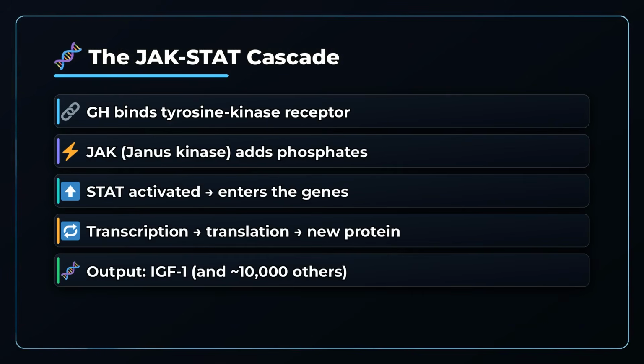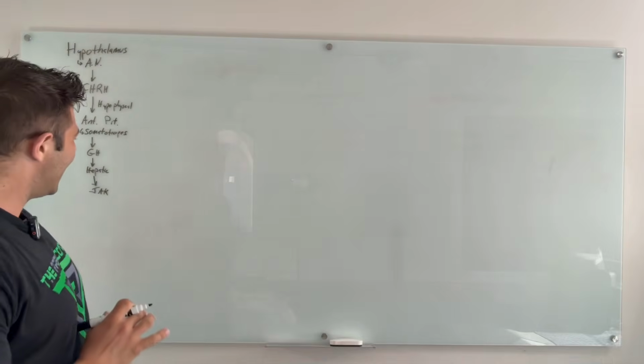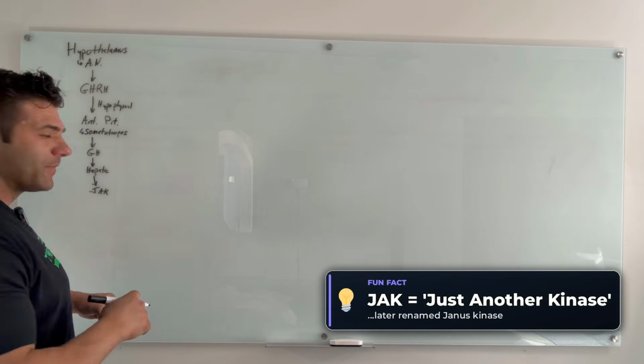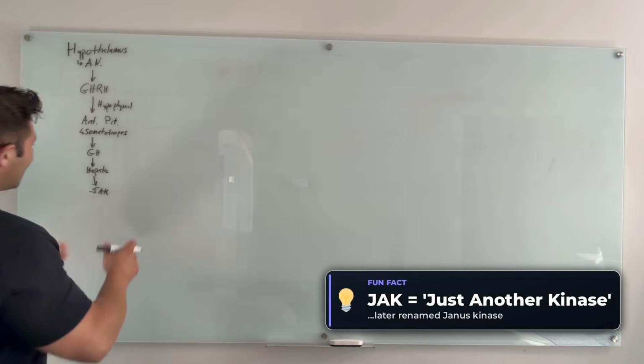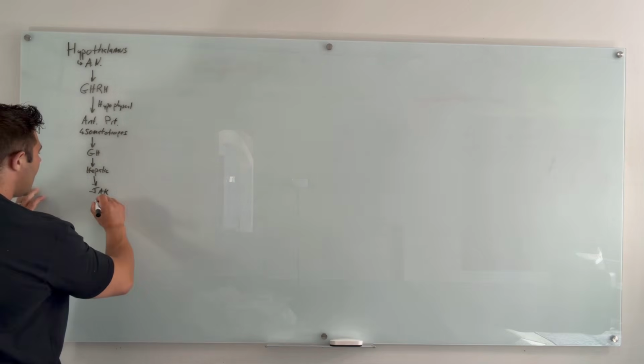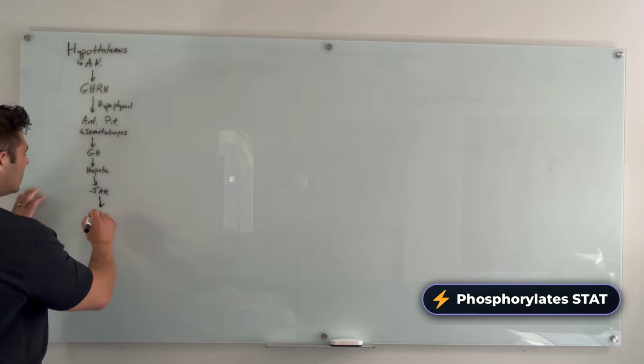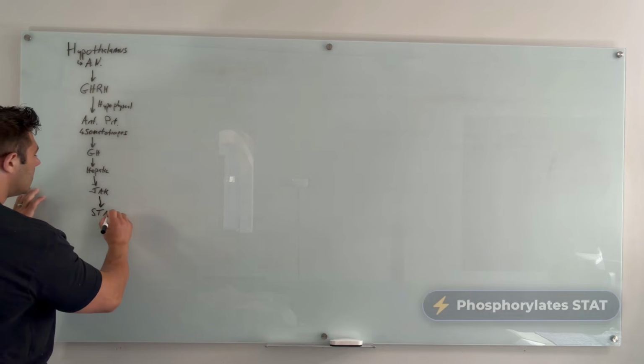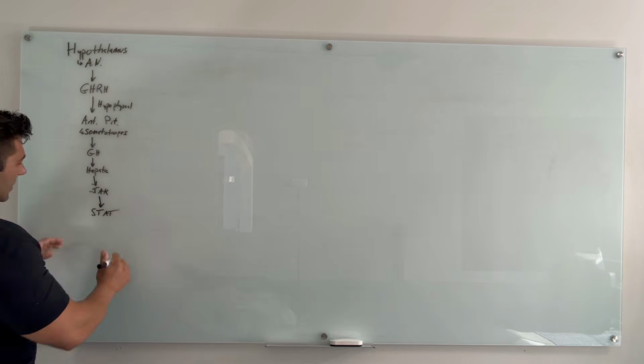That's Janus kinase. Originally, it was called just another kinase, as funny as that is. Then they named it something cooler. JAK sounds pretty cool, right? Janus kinase is going to add phosphates to STAT, which is going to begin the whole downstream cascade.